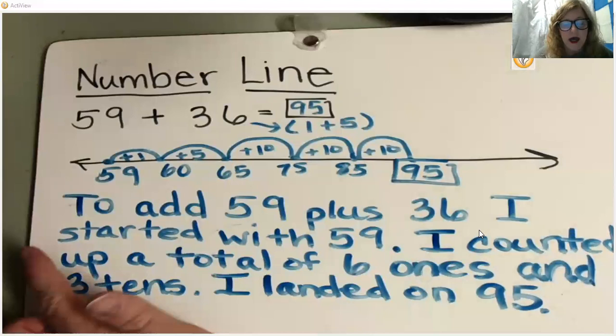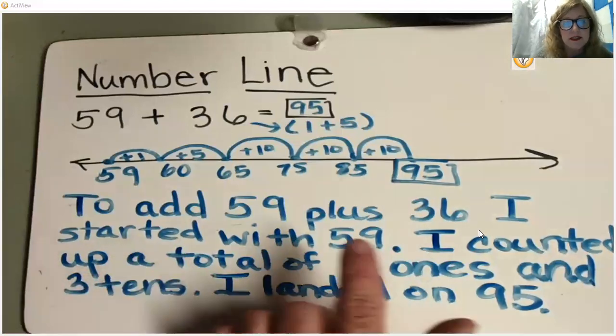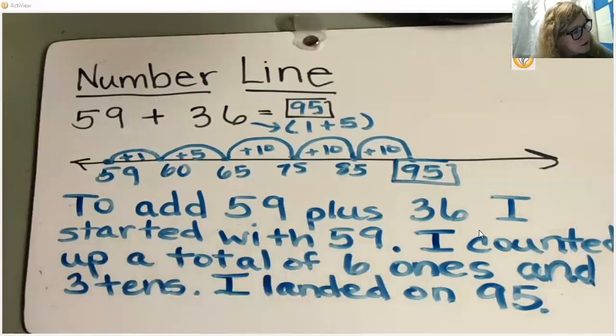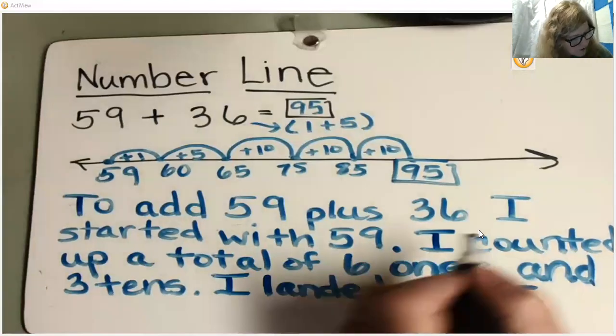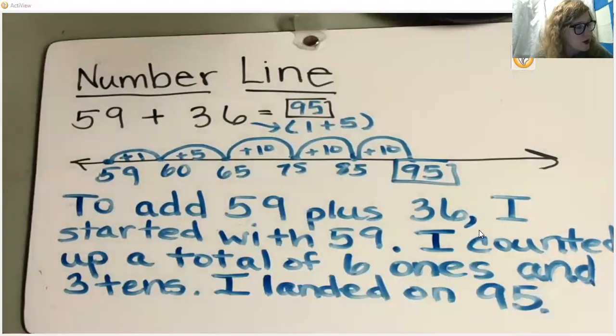So in this case, I said to add 59 plus 36. I started with 59. I counted up a total of 6 ones and 3 tens. That way I'm showing I know what 36 means. I landed on 95, or my answer was 95. Okay, great.